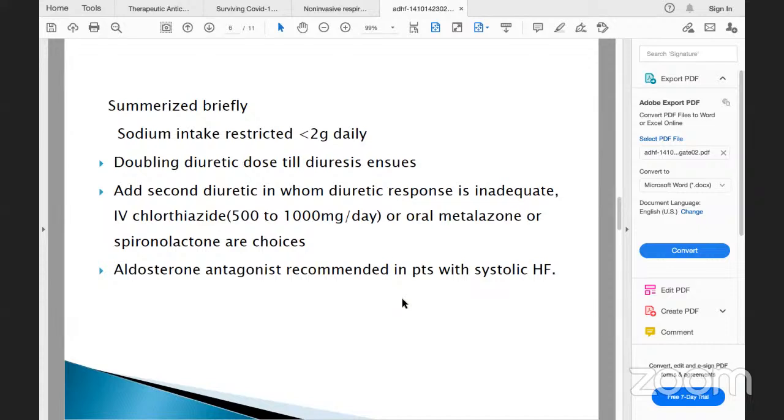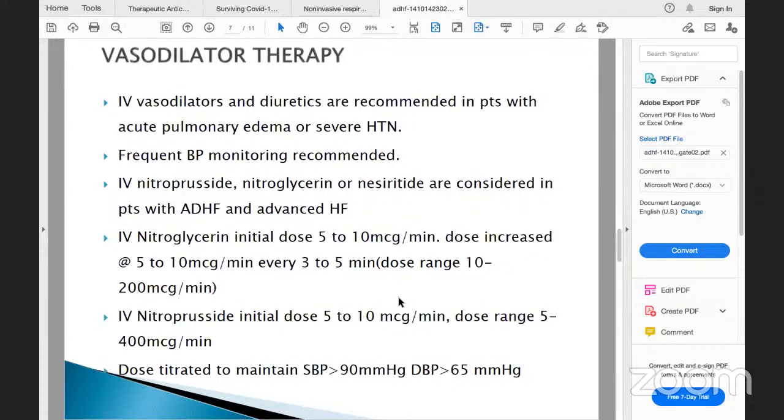Aldosterone antagonist, which is spironolactone, is recommended in patients with systolic heart failure. Vasodilator therapy includes IV vasodilators, and diuretics are recommended in patients with acute pulmonary edema or severe hypertension. Frequent monitoring should be done because they can cause hypotension. IV nitroprusside, nitroglycerin, or nesiritide, which is a brain natriuretic peptide analog, are used.